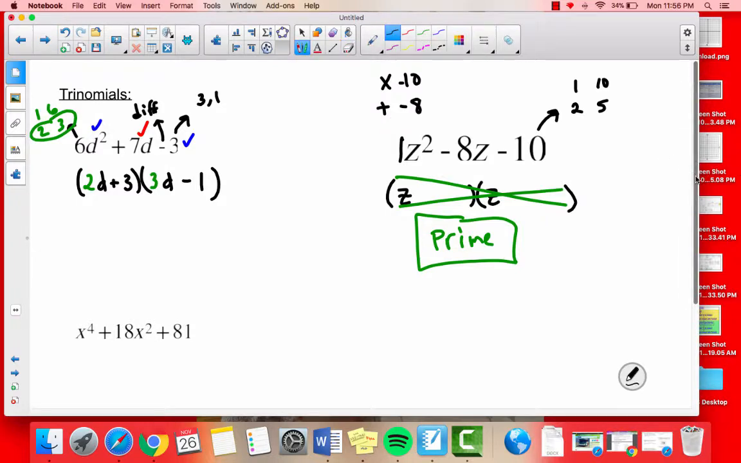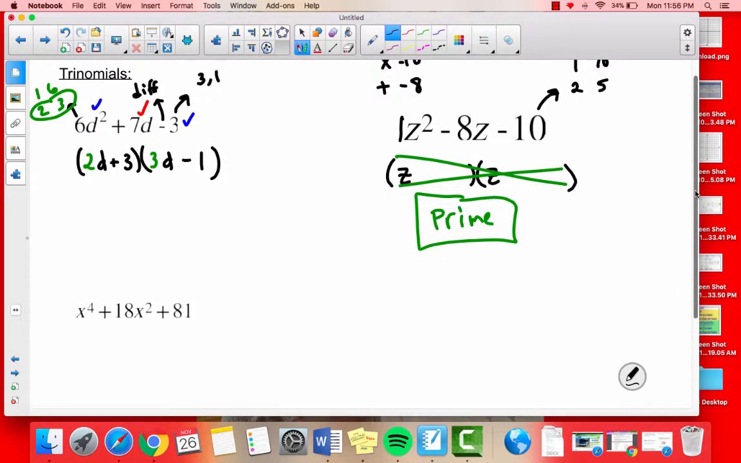And then the last one, notice that it looks similar to these first two examples, except the degree is to the fourth. So our factors are going to just look a little bit different. Now, when you have something to the fourth power, the easiest thing to do is to split it into equal terms. So I'm going to have an x squared and an x squared, because x squared times x squared is x to the fourth. And then I have to think of my factors of 81 that are going to multiply to get 81, but add to get 18.